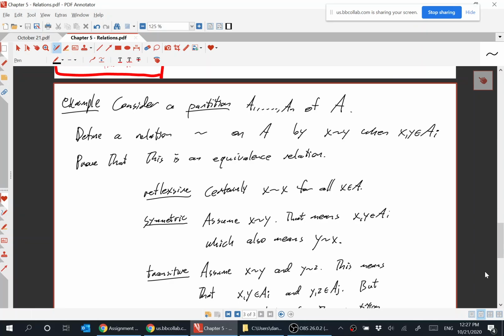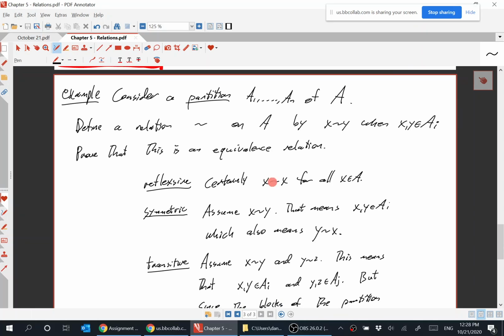So we looked at this partition relation last time. A partition of a set A is a cutting up of A into disjoint subsets, so that A is the disjoint union of A1 to AN. Define a relation twiddle on A by X is related to Y, or X twiddle Y, when X and Y are in the same block. These things are known as blocks of the partition.